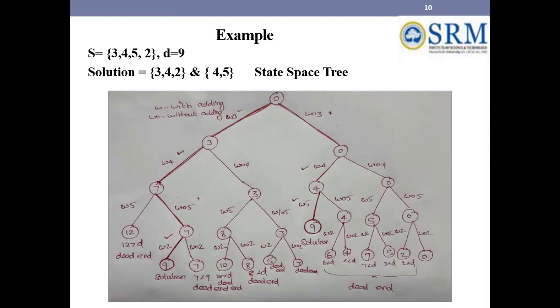See another solution, the path 0, 0, 4, 9. In this path, take only the element with adding. So initially without adding 3, we should not take 3. Then with adding 4, with adding 5. So 4, 5. When we see the solution path from root node to the solution node, take the element only with adding. So elements without adding can be eliminated in the solution set. So there are two solutions, 3, 4, 2 and 4, 5. This is the final subset sum problem solution.